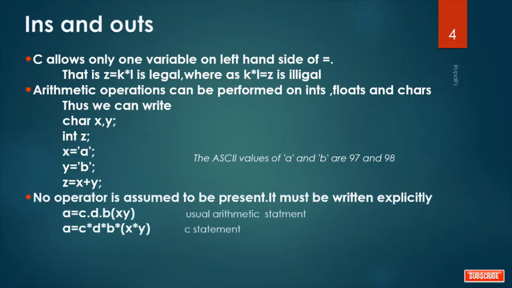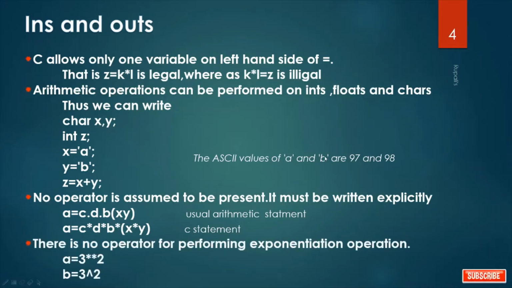No operator is assumed to be present, it must be written explicitly. Means in mathematics, if I want to multiply, we just write C D B, then bracket, then XY. In mathematics it is okay. But in case of C, you have to write the multiplication operator, means this star, explicitly. No operator is assumed here. There is no operator for performing exponentiation operation. So these are wrong.